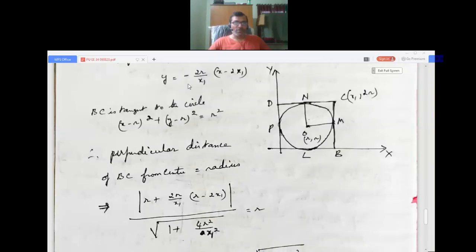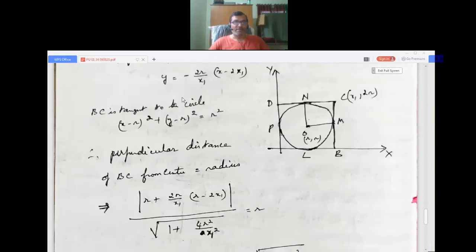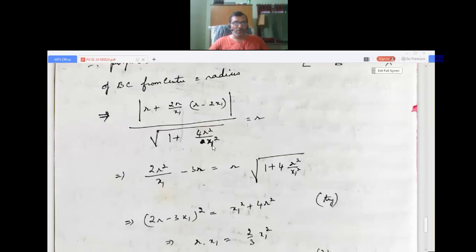So from r comma r to this line, wherever x I put r, minus 2x1, and here plus r, the y coordinate is also r. You know that the formula for the length of the perpendicular is magnitude of ax1 plus by1 plus c divided by square root of a squared plus b squared. A is the coefficient of x, so a squared is 4r squared divided by x1 squared, and the y coefficient is 1. It's equal to r. Then cross multiply. The absolute value is removed, you get plus or minus.